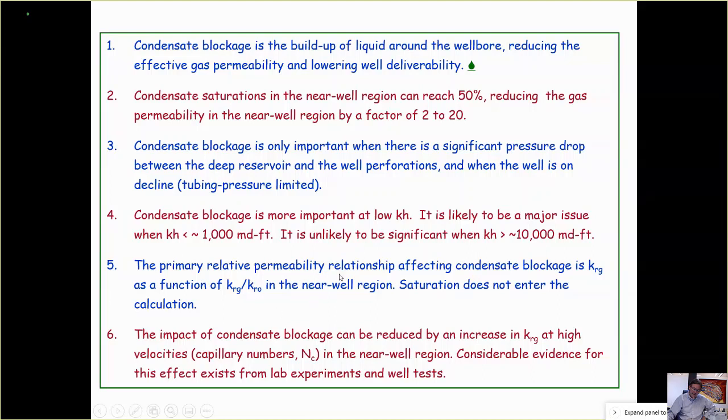The primary relative permeability relationship affecting the condensate blockage is this function of KRG to the ratio KG/KO in the near well region. Saturation does not enter the calculation. The condensate blockage can be reduced by an increase in KRG at high velocities, capillary numbers, in the near well region. Considerable evidence for this effect exists from laboratory experiments and well tests.